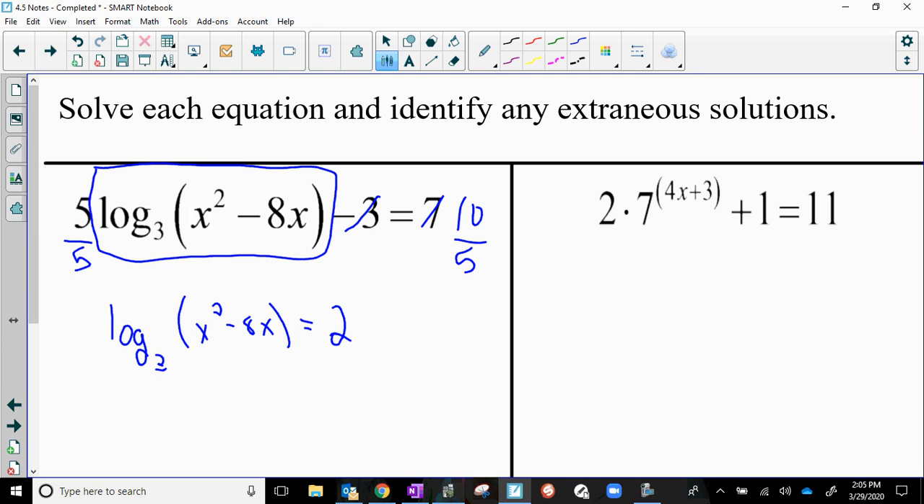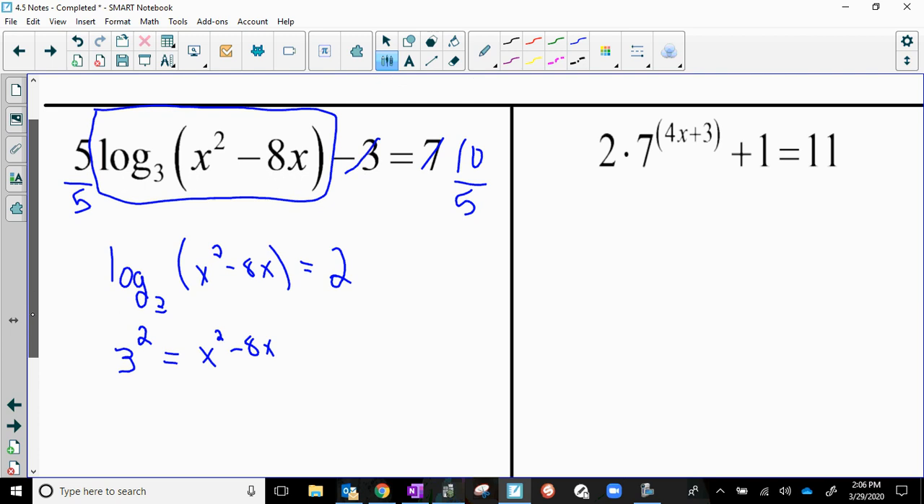So here's where I normally get to the person who really doesn't understand this chapter, and they try to multiply each side by 3. No, we're going to use an exponent to get rid of it. And logs equal exponents, so we know we have something squared. The base is the same base, so it's base 3. And then we're going to set this equal to x squared minus 8x.